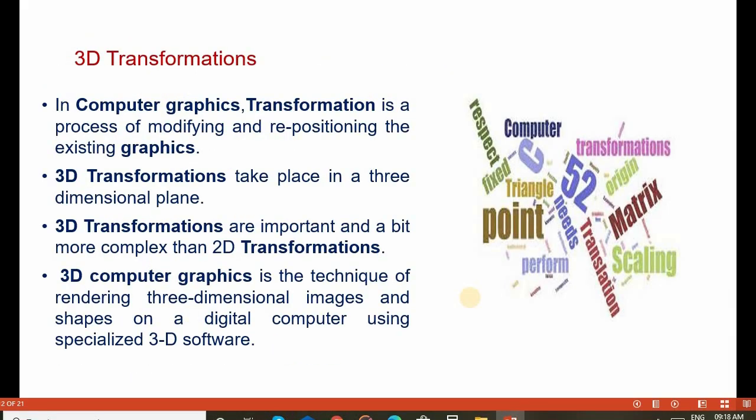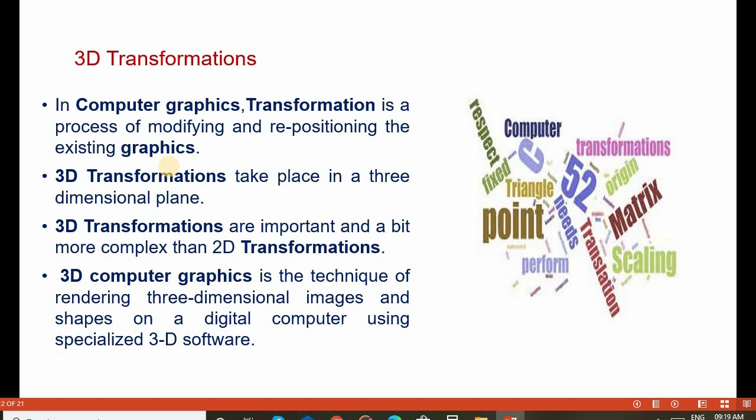Next, 3D transformations, including 3D rotation. In computer graphics, transformation is a process of modifying and repositioning the existing graphics. The 3D transformation takes place in a three-dimensional plane. 3D transformations are important, but a bit more complex than 2D transformations. The existing image can be modified and repositioned. So how can we do that? We can do the same: 3D scaling, rotation and translation.